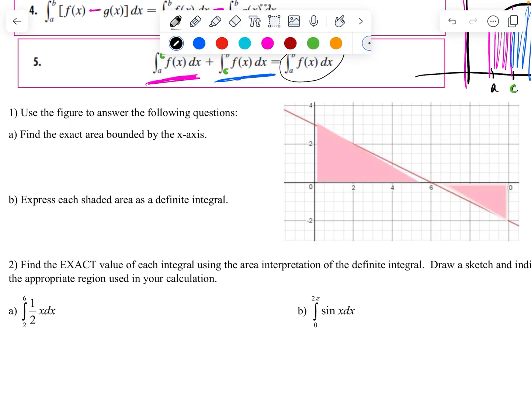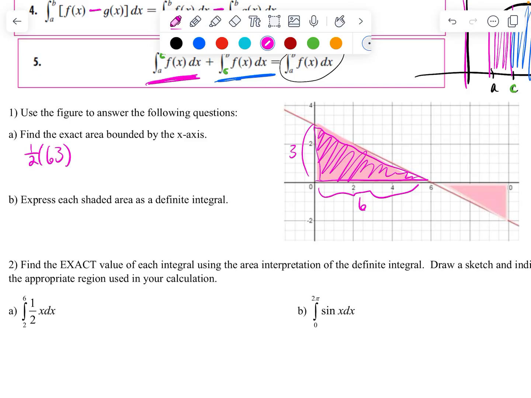All right, this guy, find the exact area bounded by the x-axis. Okay, so width is always positive. So what you're going to do for this one is find the area of a triangle, because it's just a straight up triangle. So you're going to go 1/2, the base is 6, height is 3, so 1/2 times 6 times 3.